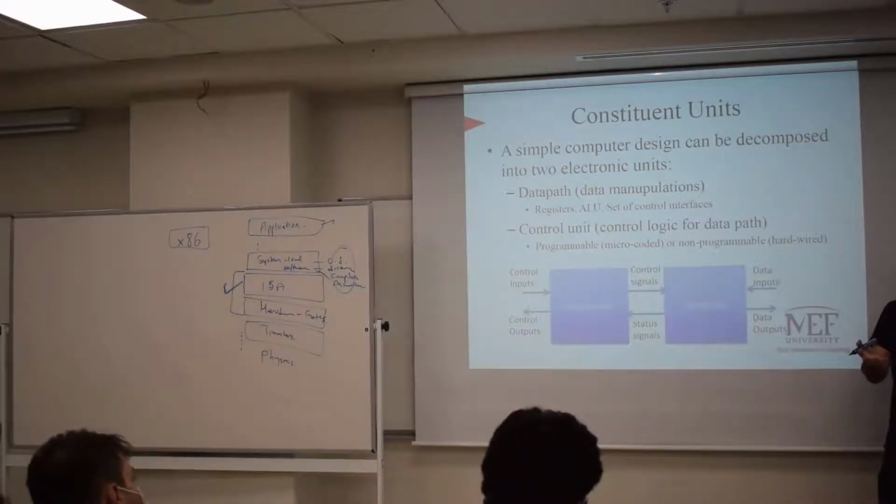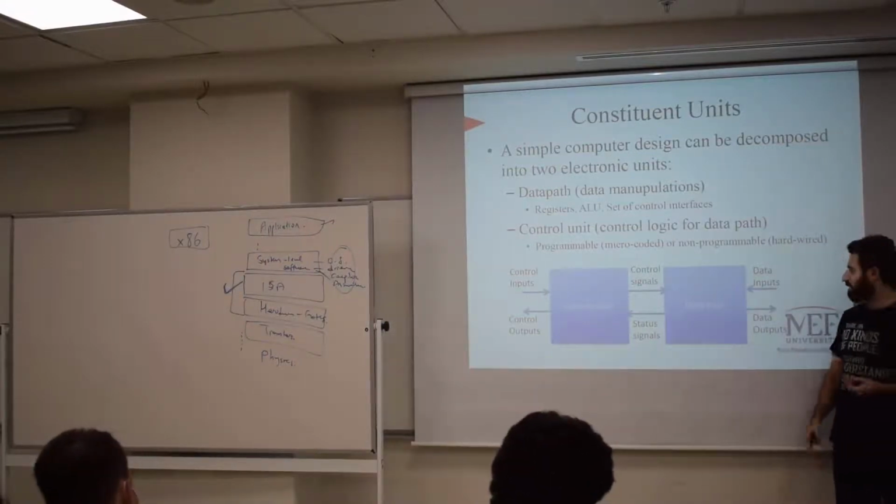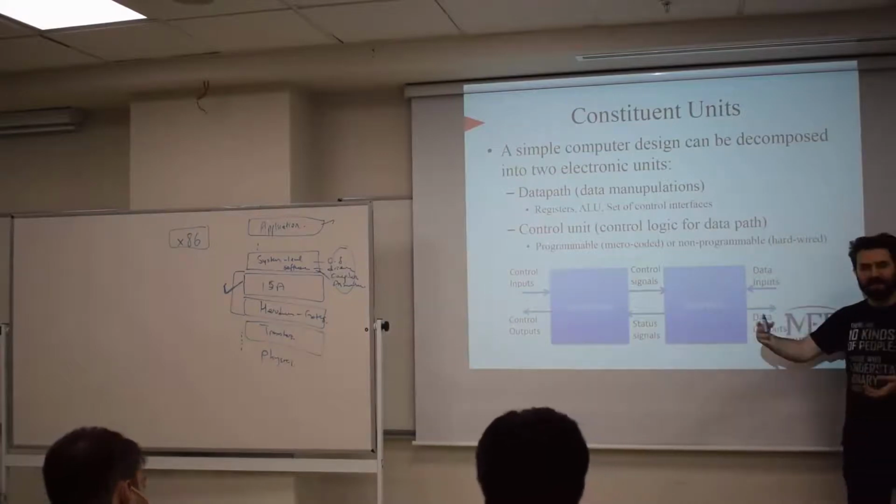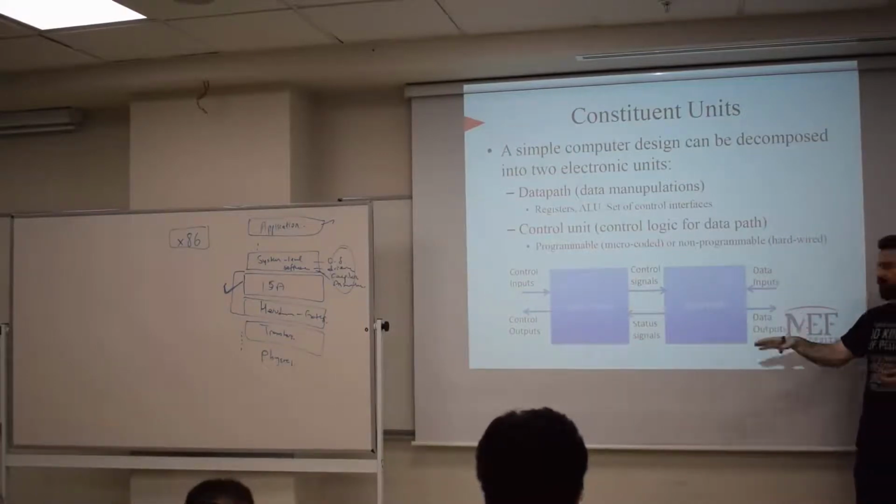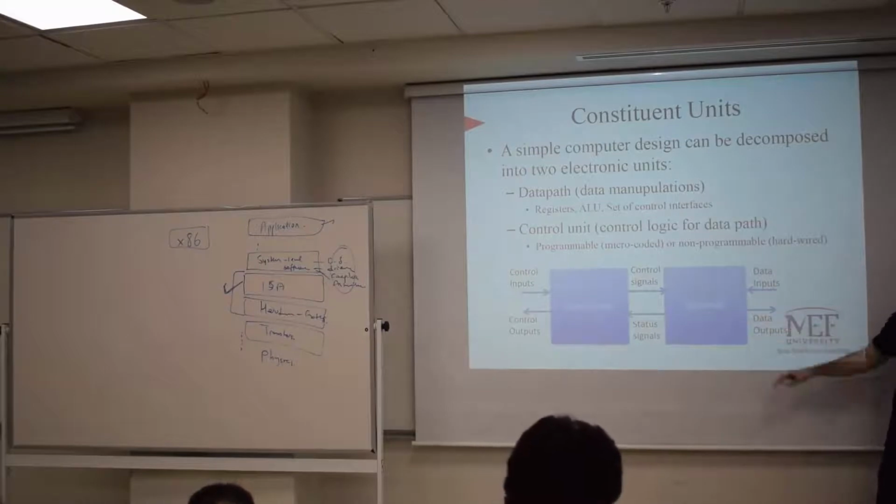So what is A? What is B? This has to go into the data pad. And of course, the C, the outcome of the operation, has to go out, which is the data output, right?